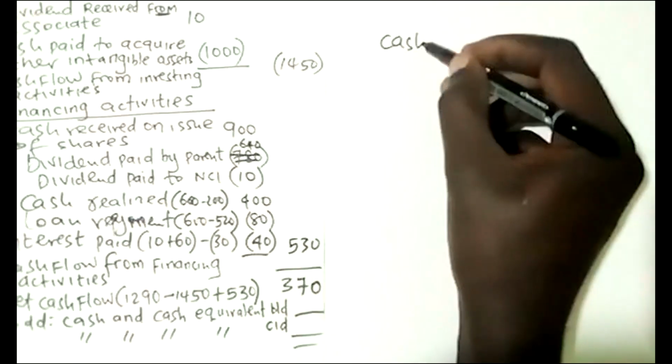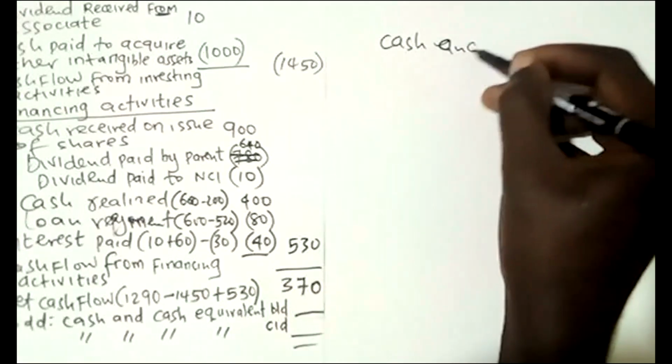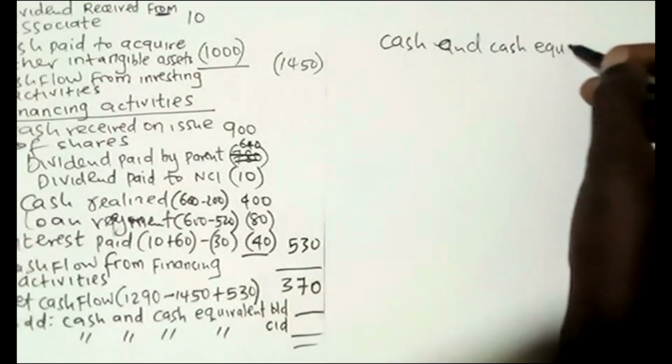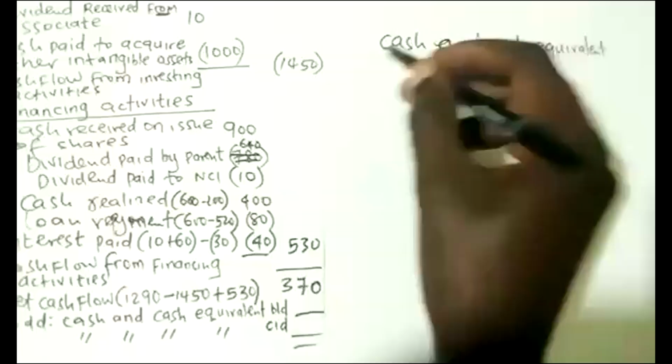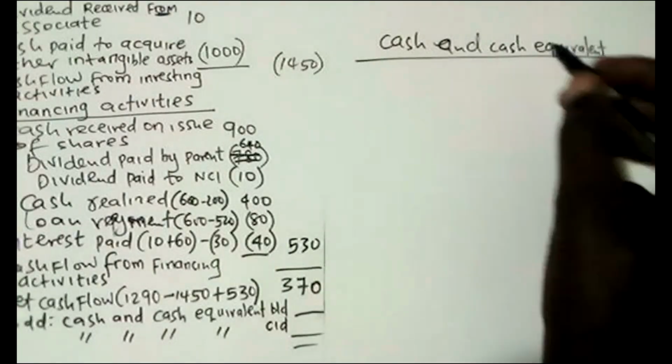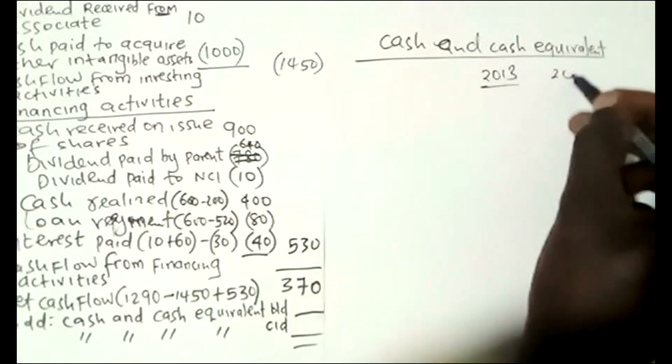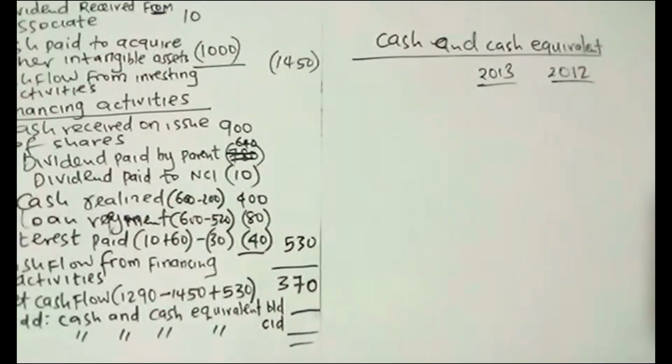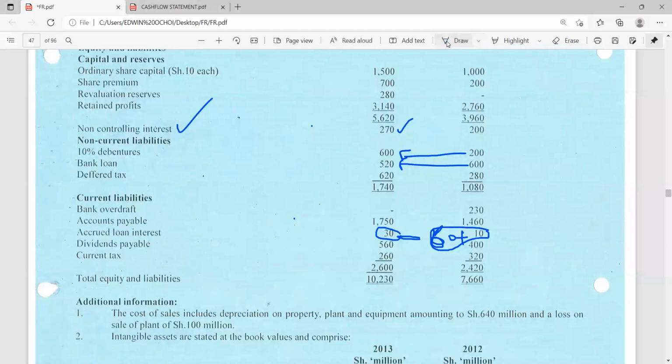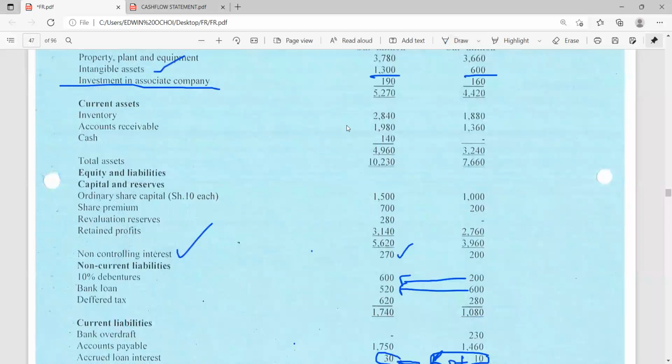So we do a small working here for cash and cash equivalent. Remember that we have 2013, these are working, and we have 2012. Which are some of the cash and cash equivalent items we have from our question? They are under the current assets. Under the current assets, we have the cash, 140.